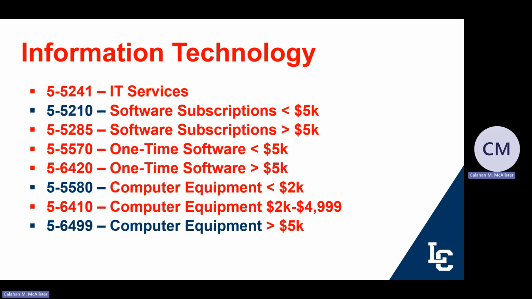But if your annual contract ongoing subscription is $4,000, then you use 55210. Because you only pay $1,000 per year, but it's a 5-year contract, that's why it covers under the 55285, because the whole contract itself is $5,000 or above.